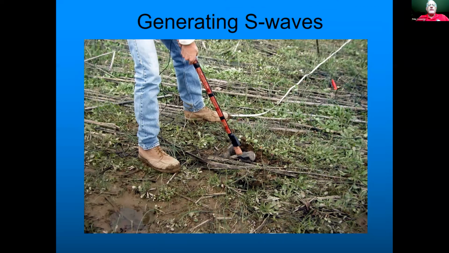And here's another method, hitting a plate on the side generates what's called an SH wave or an S wave. And we use that over Orchard Hills.